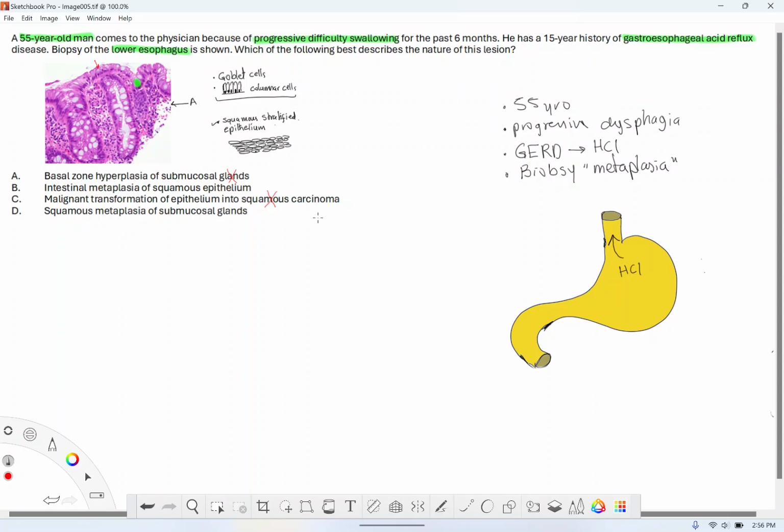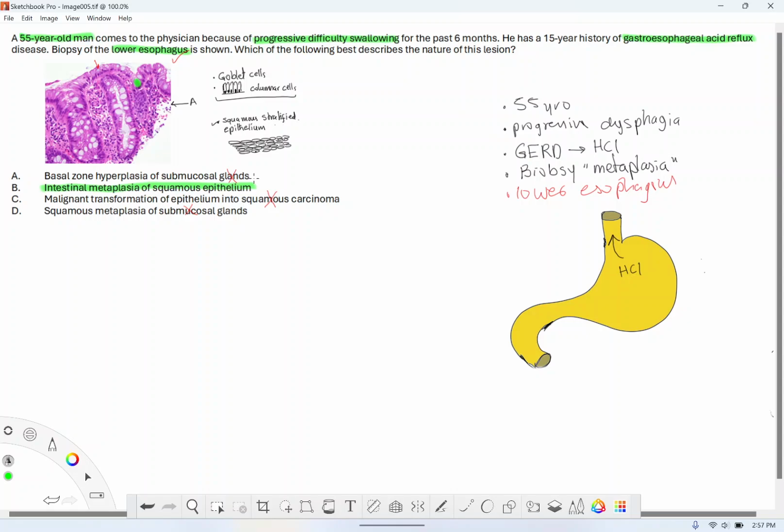Upper esophagus, squamous carcinoma. Because in our question, what are we talking about? We're talking about the lower esophagus at the LES level. That's what it says here. Upper esophagus, squamous metaplasia of submucosal gland? No. Okay. So the best choice that explains this is metaplasia of the squamous epithelium to intestinal epithelium.